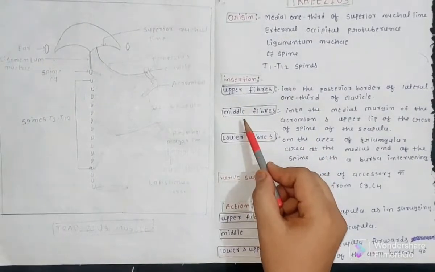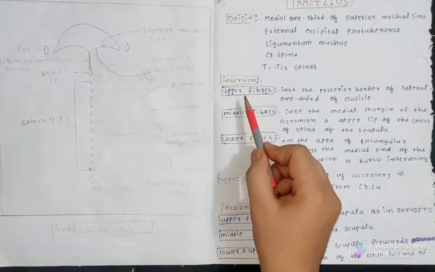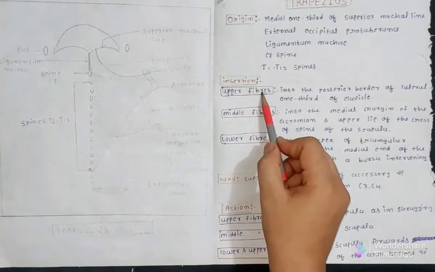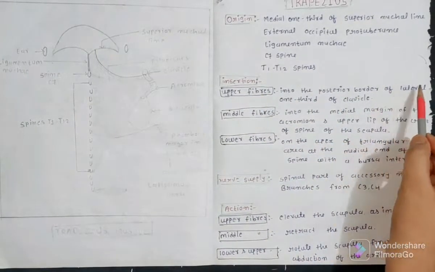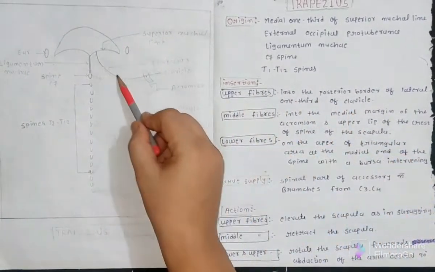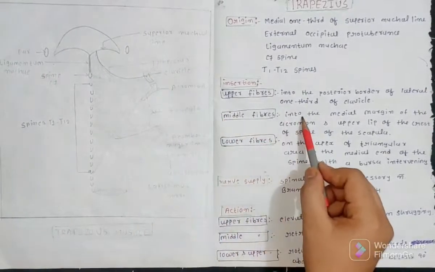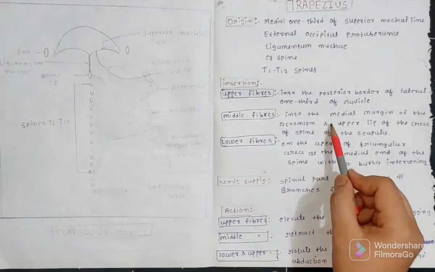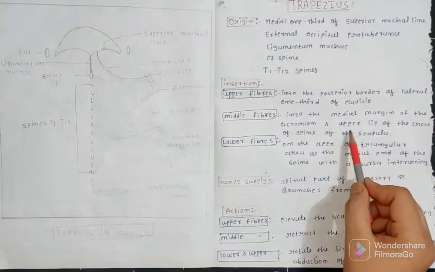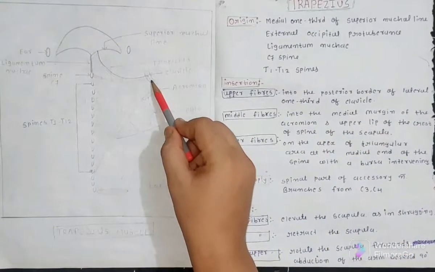Insertion: upper fiber, middle fiber, lower fiber. The trapezius has upper fibers, middle fibers and lower fibers. Upper fibers insert into the posterior border of the lateral 1/3 of the clavicle. You can see here the posterior border of the lateral 1/3 of the clavicle. Middle fibers insert into the medial margin of the acromion and the upper lip of the crest of the spine of the scapula. You can see here.